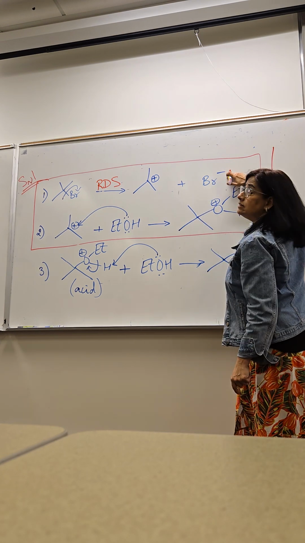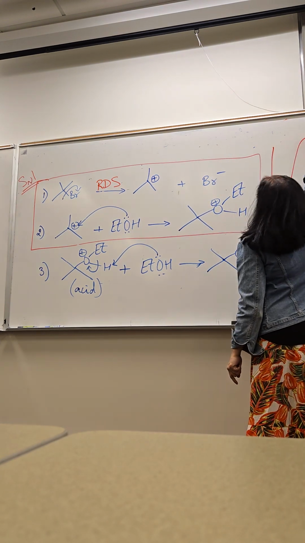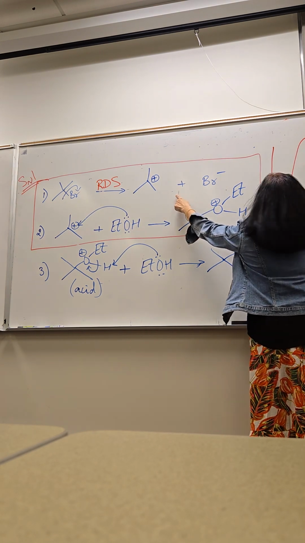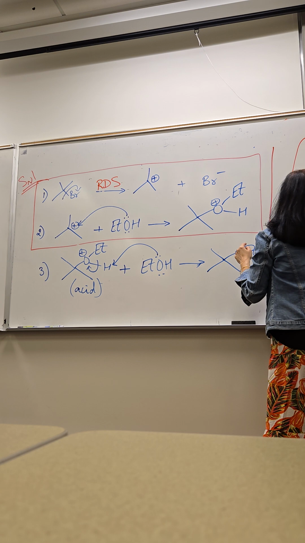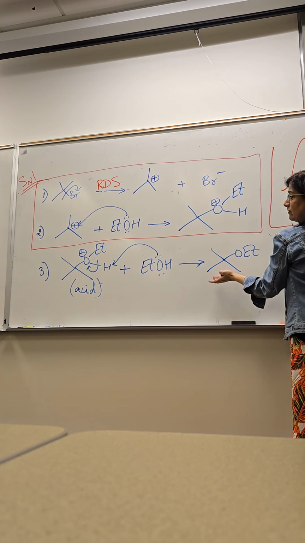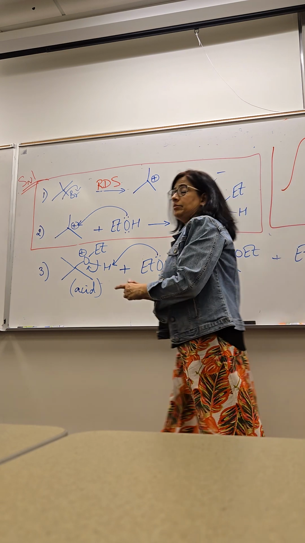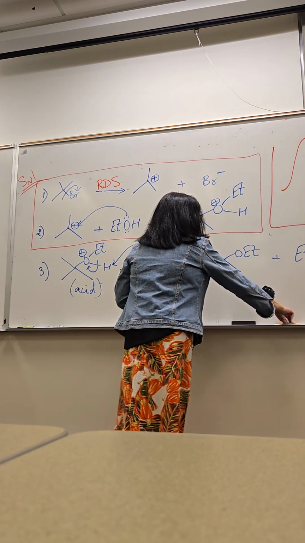So this is your rate determining step, which means it has the highest activation energy. Once you get the carbocation, then, right? Now in this case, we have a third step. 3 steps. This is our step number 1.